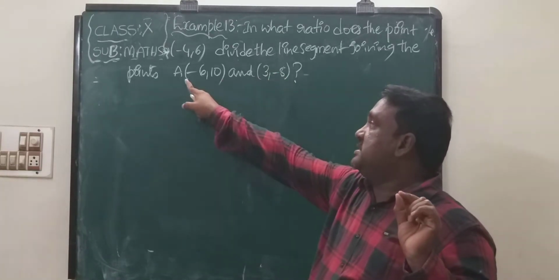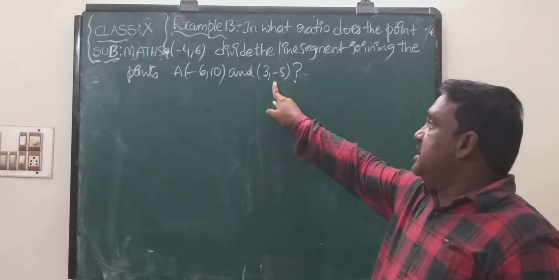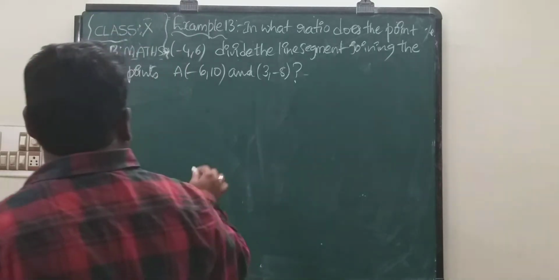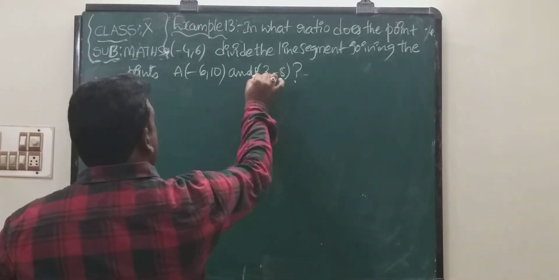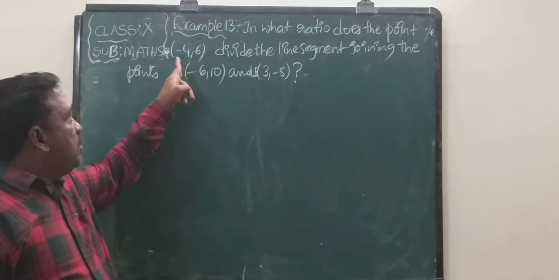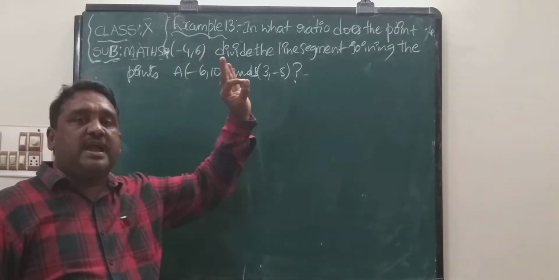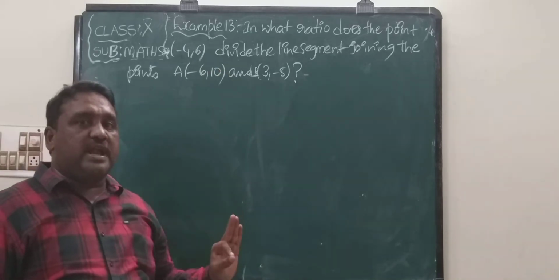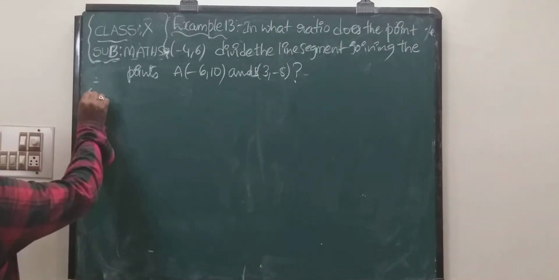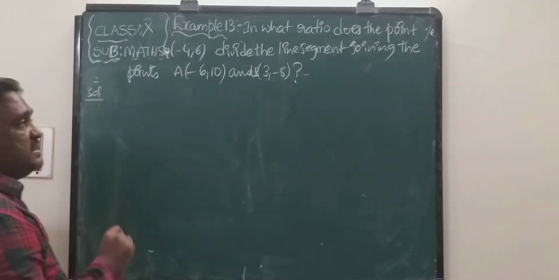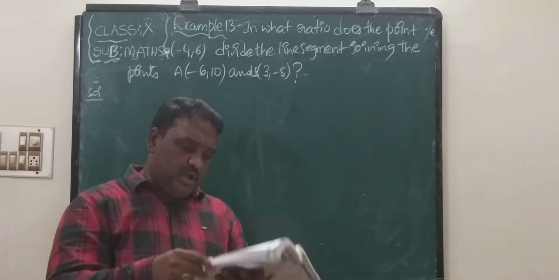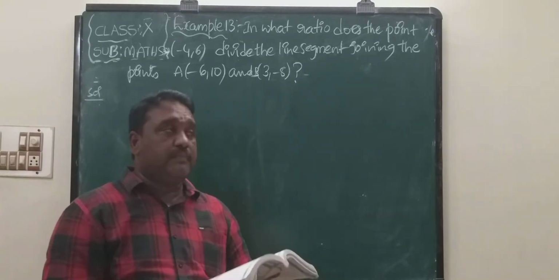A is (-6, 10). B is (3, -8). We need to find out the ratio. So here observe one thing: (-4, 6) is known as the dividing point. Okay? So solution. Already we covered this model in exercise 7.2. The third one is the same model.